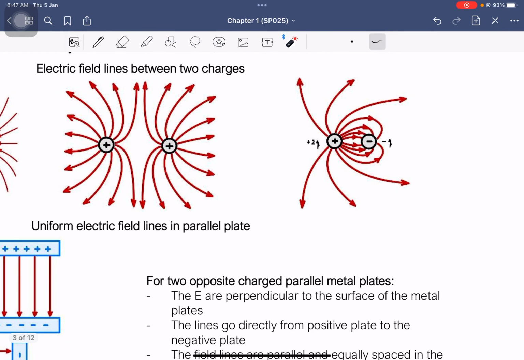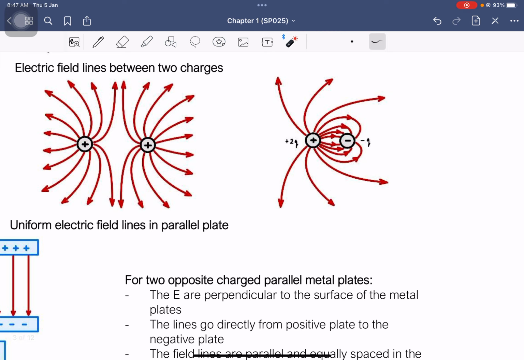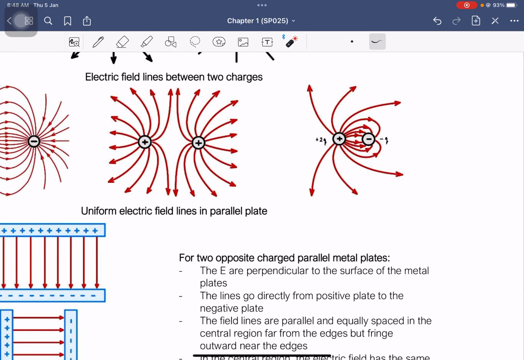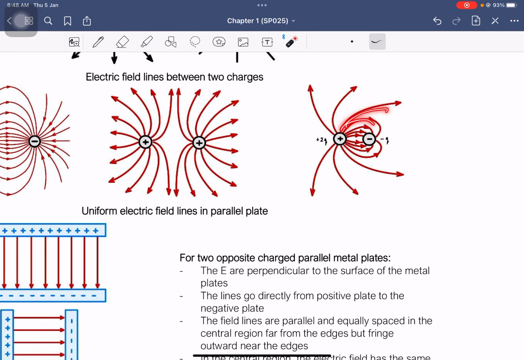Okay, for this one, if you see this part here, the positive charge has a magnitude greater than the negative charge here. So the number of lines going out of this charge is basically just greater than the negative charge here, because the number of lines is telling you the magnitude of the charge.